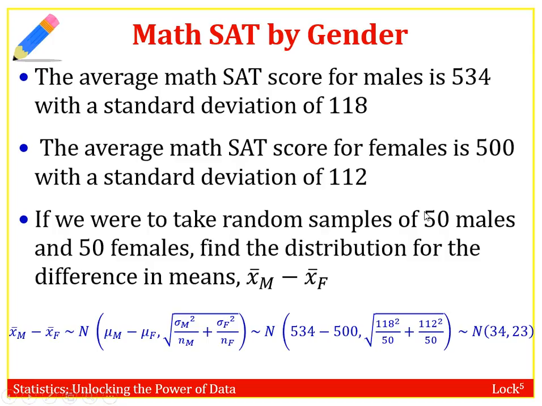So we need to take the standard deviation of our first sample and square it, divided by that sample size. And then we've got to add the standard deviation of our second sample, square it, and divide it by our sample size. And put that all inside of a square root. And when we work that out here, we get 23. So it's going to be normally distributed, centered around 34 with a standard error of 23.